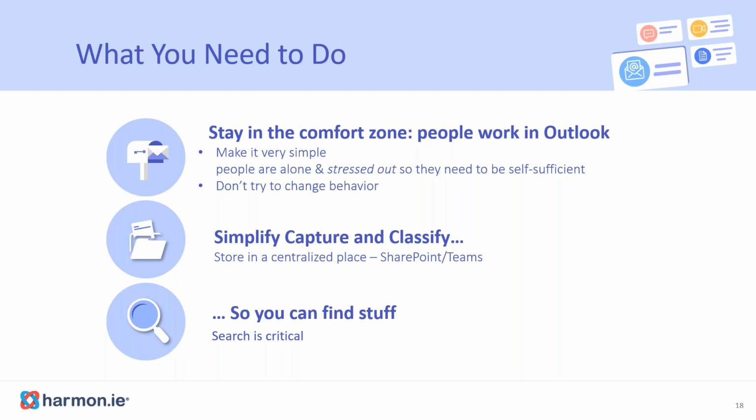Two, simplify the capture and classification of information so that it gets stored in a centralized location available to everybody on the team, whether it's SharePoint or Teams. Make it available and classified so that people can do a search and find that information. It could be contracts, account updates, project plans, engineering documents, property deeds. It could be 1,001 different types of documents. Everyone knows what kind of documents you have in your own organization. Make it easy for people to put it into place.